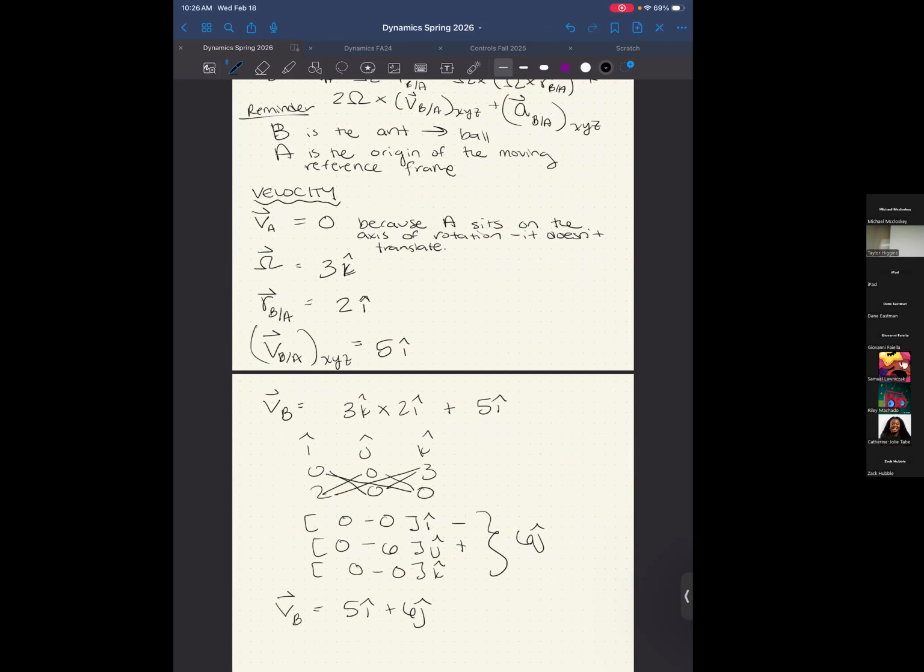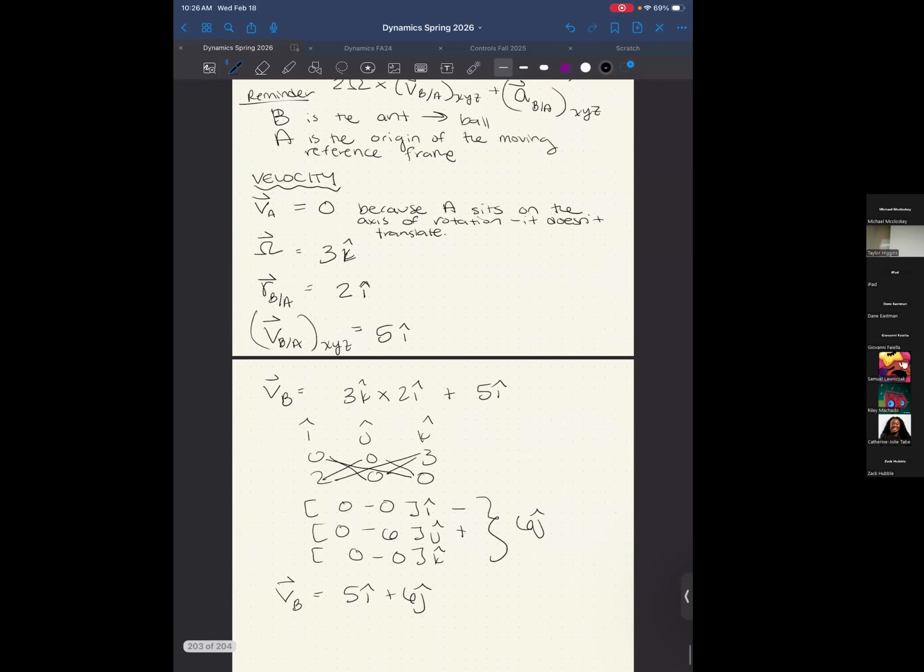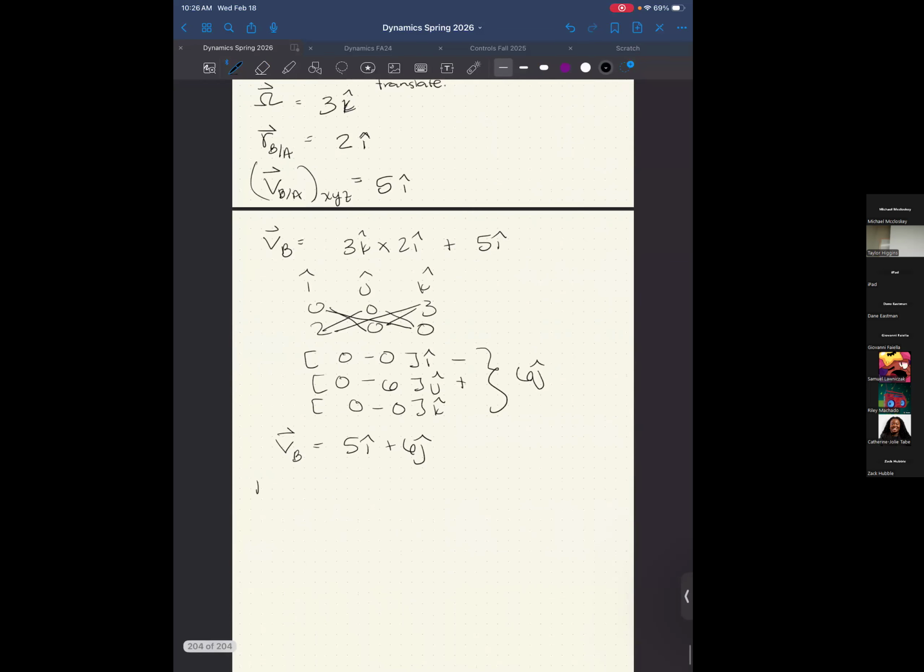Questions on velocity? So the hardest parts of this are probably knowing when to use this set of equations and then knowing the physical meaning of each variable. I would say those are the two hardest parts. Okay, let's do acceleration.